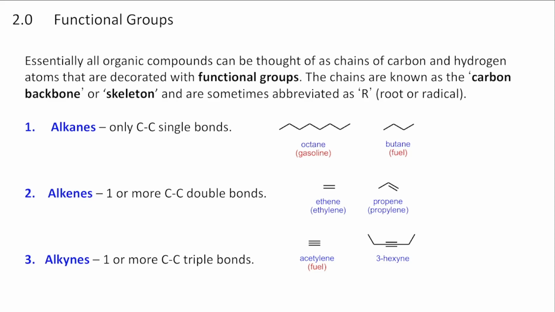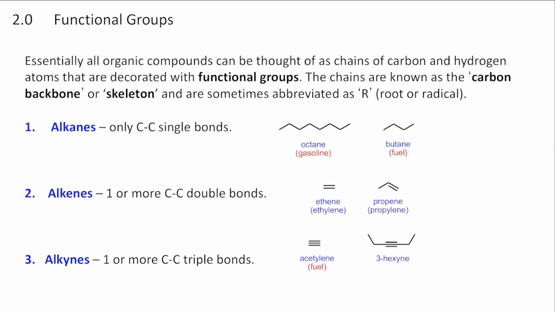abbreviate as R. So what we're going to do in the next couple of slides is go through all of the functional groups that we will be discussing in this course. This is just a small subset. There's many other functional groups we won't talk about and you may see in future courses. However, we're going to cover the most important ones.